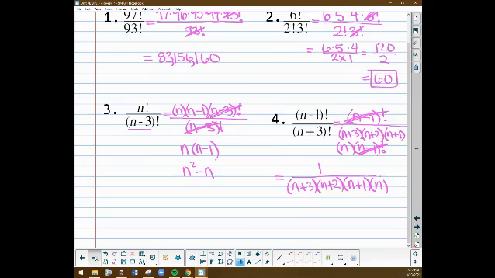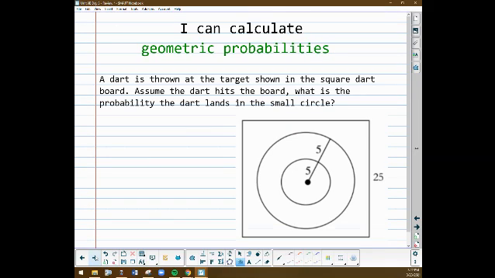Okay. All right, next one is I can calculate geometric probabilities. A dart is thrown at the target, shown in the square dartboard. Assume the dart hits the board. What is the probability the dart lands in the small circle? Okay, so this one's pretty straightforward.